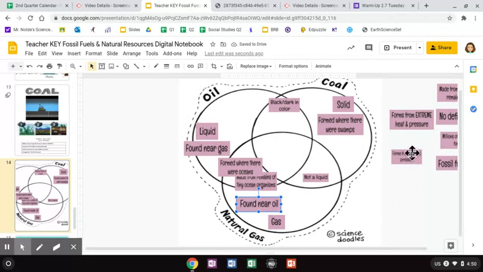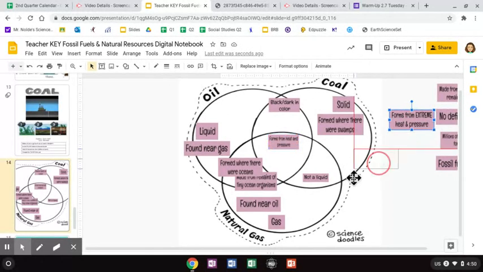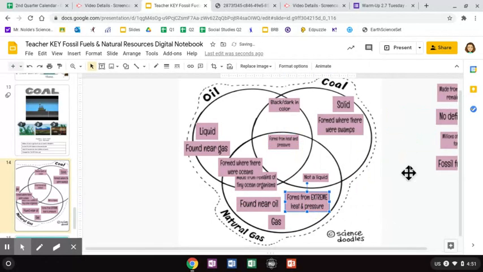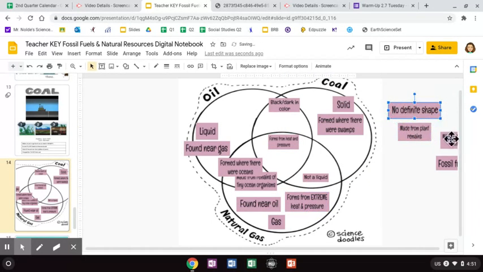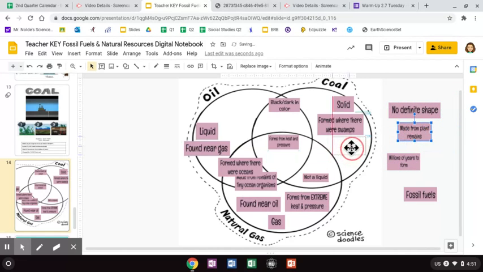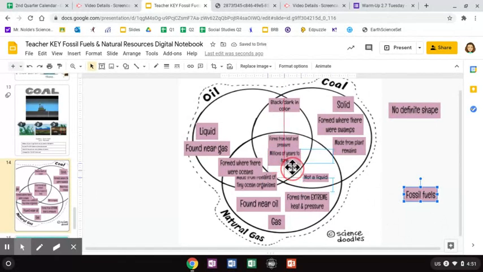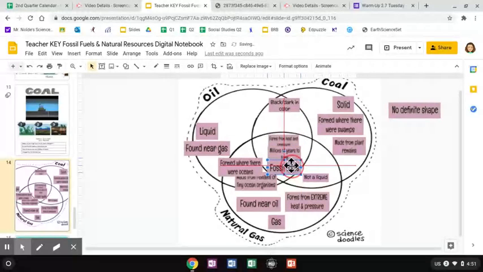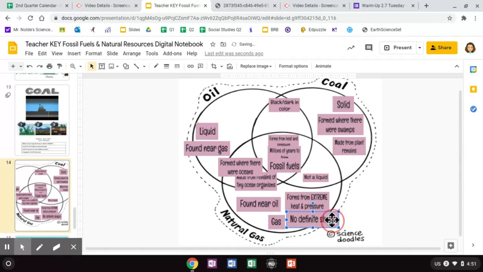Forms from heat and pressure. Now, they all form from heat and pressure, so that's going right in the center of my Venn diagram. So they all three form from heat and pressure. Extreme heat and pressure, remember, has to do with natural gas. Made from the remains of plants would be coal. Millions of years to form describes all three of them. They're all fossil fuels, so that goes in the middle as well. And then no definite shape would be natural gas because it's a gas. Remember from states of matter that gases do not have a definite shape. All right, and that's it for that one.